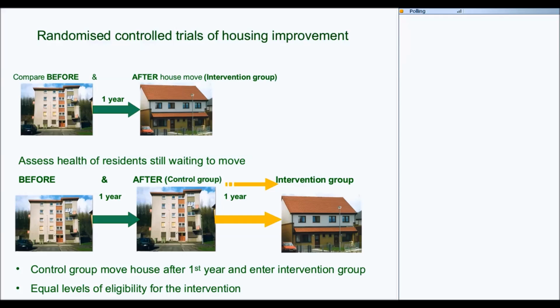But the justification for being able to randomise in something like housing improvement is that you can't give the housing improvement to everybody at the same time. So you basically randomise by waiting lists. So you randomise people who get the housing improvement first. And then once the study is over, the people who were due to move in the second phase of the housing development can then move into their new house. So that's a way of doing a randomised controlled trial of housing improvement.